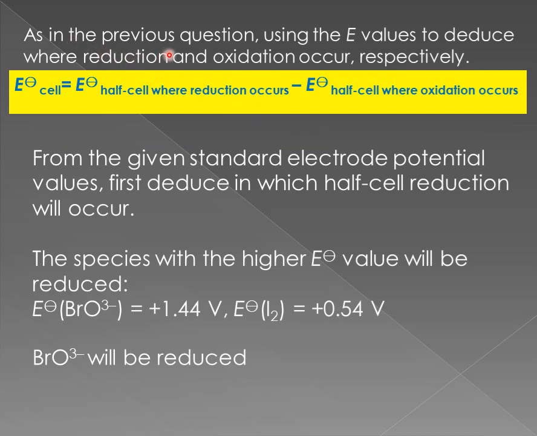As in the previous question, use the standard electrode potential values to deduce where reduction and oxidation occur respectively. We went through this before, so we need to apply it again. From the given values, first deduce in which half cell reduction will occur. The species with the higher standard electrode potential value will be reduced. Here bromate is plus 1.44 volt, while iodine is 0.54 volt. So bromate will be reduced.